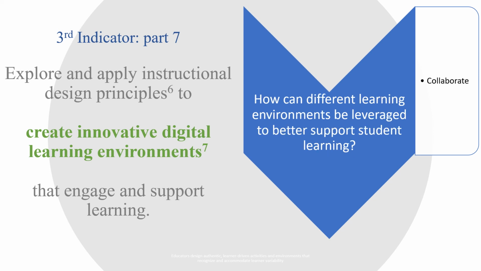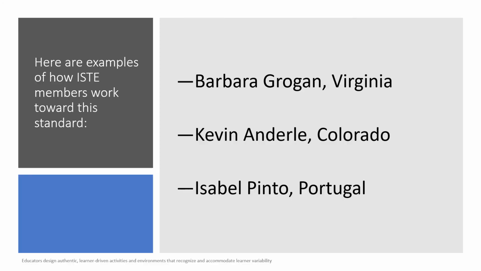A third question to consider for part 7. How can different learning environments be leveraged to better support student learning? Some ideas to try. Collaborate with colleagues to brainstorm strategies for engaging students in online, blended, or active learning environments. Here are some examples of how ISTE members work toward this standard.